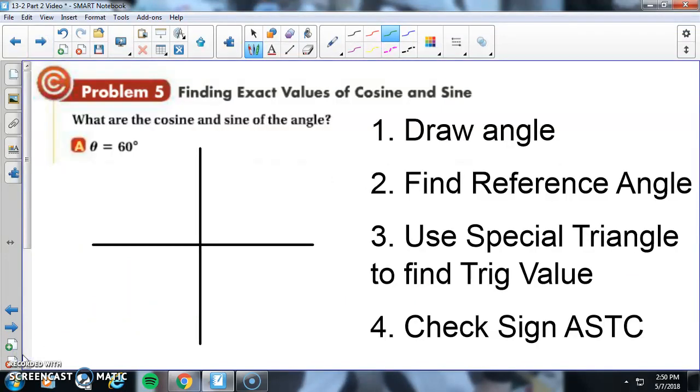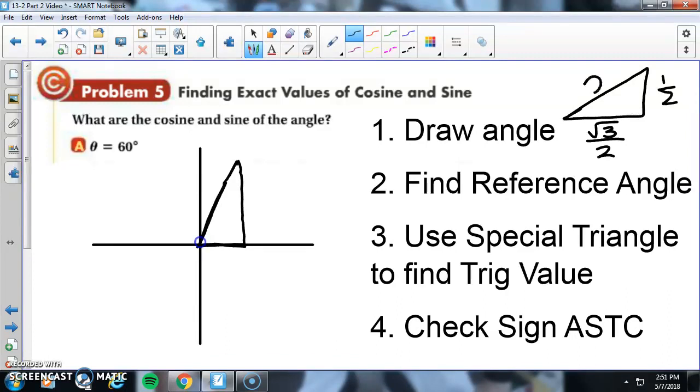If we are finding the cosine and sine of an angle, the first thing we need to do is draw the angle, then find our reference angle, use our special right triangles to find our trig value, and then we have to check: All Students Take Calculus. So, first draw 60 degrees, and this is going to refer to the 30-60-90 triangle, which is root 3 over 2, 1 half, and 1. This is 30 degrees, this is 60 degrees.